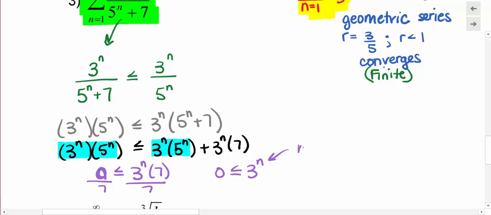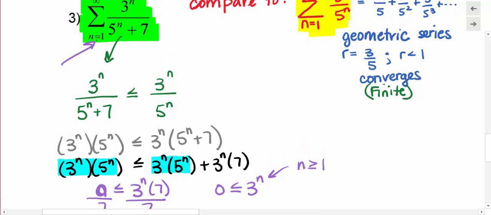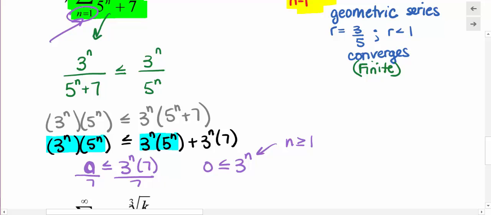Well, sure, n is greater than or equal to 1, right? n started at 1 and goes to infinity and continues to be positive and whole throughout. So yes, this is an exponential growth function, 3 to the n. So yes, that will always be greater than or equal to 0. So I can stop there and say true.